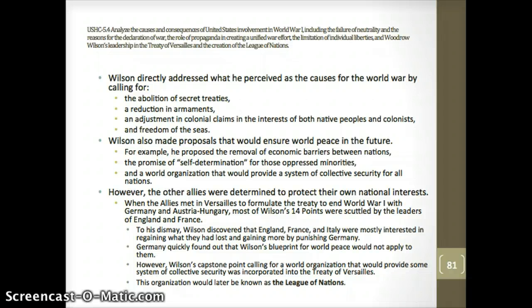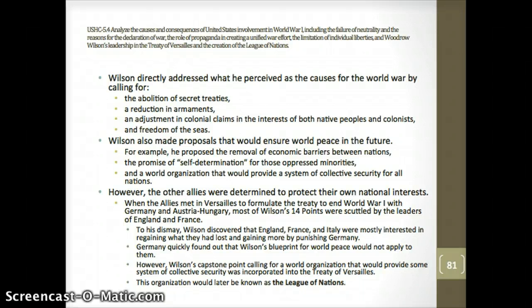He also tried to put proposals in place that would ensure world peace in the future. He proposed removal of economic barriers between countries, the promise of self-determination, that means a vote for those oppressed minorities, and a world organization that would provide a system of collective security for all nations, which would be the League of Nations. However, the other Allies were really determined to protect their own national interests. They don't necessarily want to make the world a better place.